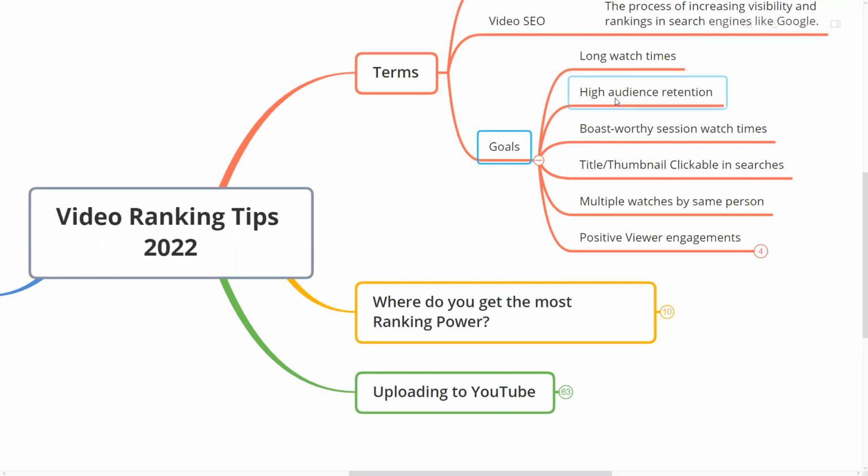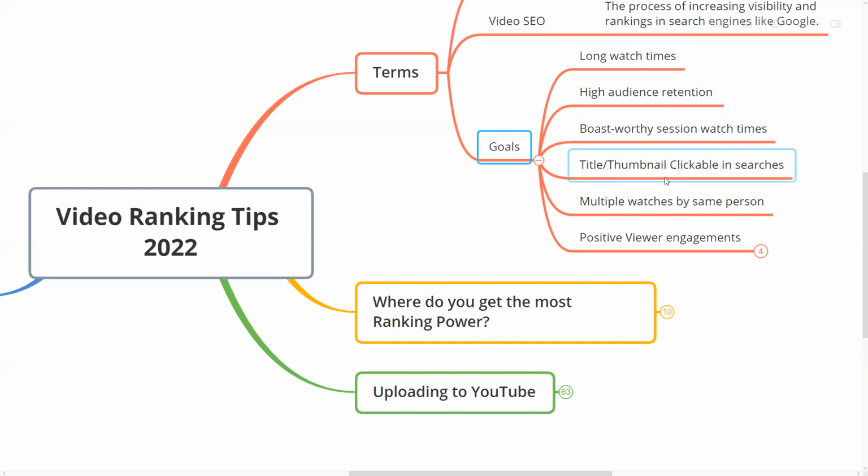High audience retention, meaning that you're going to keep your audience. They're going to do some engagement, but they're also going to visit other videos in your channel. And boast-worthy, I think I made that up, boast-worthy session watch times. Now, session watch times is different from the video. So if you have a bunch of related videos and they start jumping around and they watch all the videos within maybe a playlist or within a series that you have, that is your session watch time, is how long are they going to be in YouTube in your channel watching content.